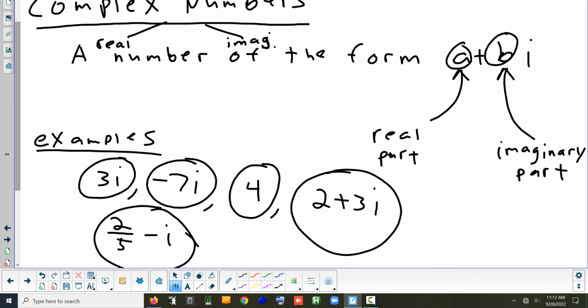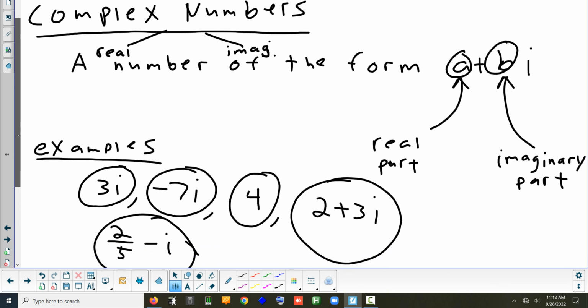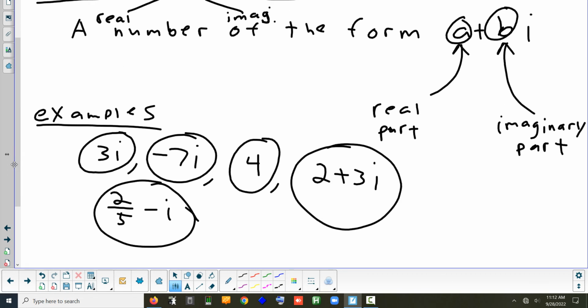Any questions on the format of how you write a complex number? Wait, how is 4? Just 4 would be considered a complex number, and the imaginary part is 0. So isn't any number? Questions on that?